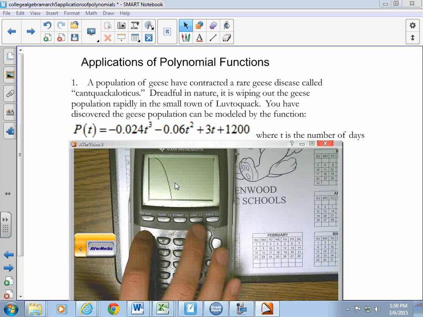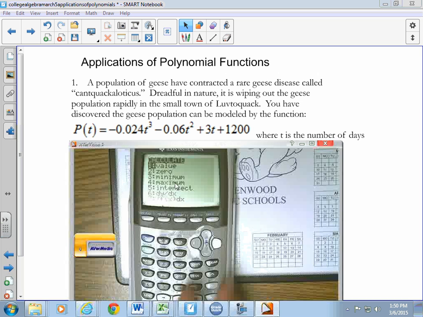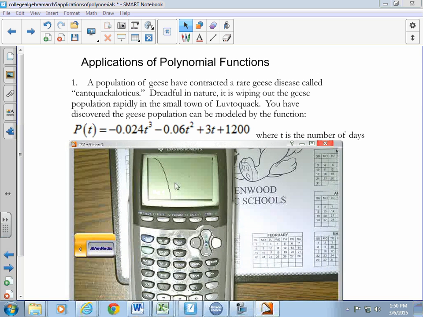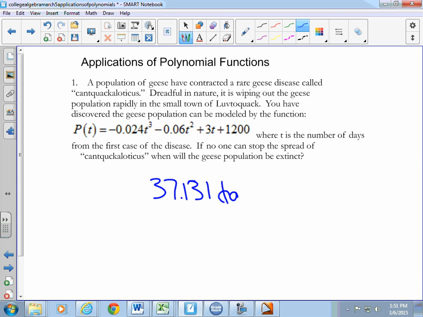Second trace. If you have 0 in y2, you can go to second trace 5, push enter 3 times, and you get 37.131. Any questions about that? It's killing them pretty rapidly.